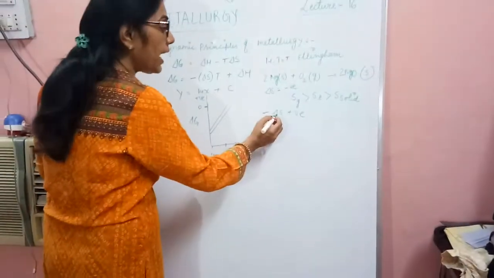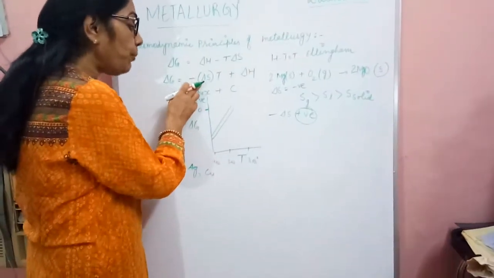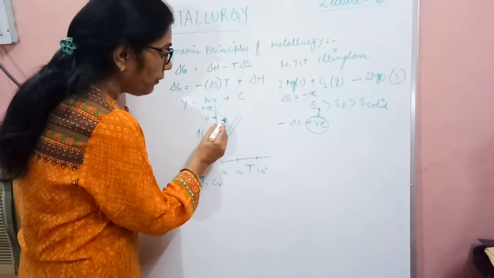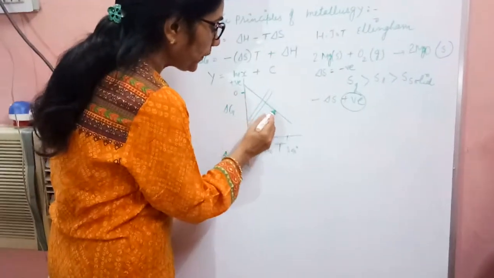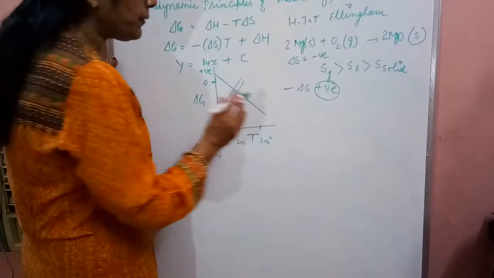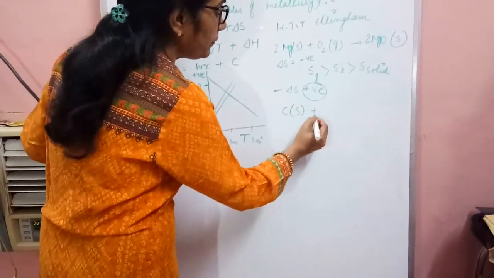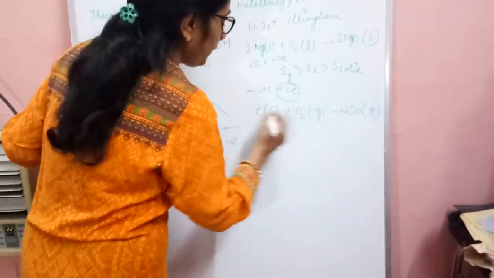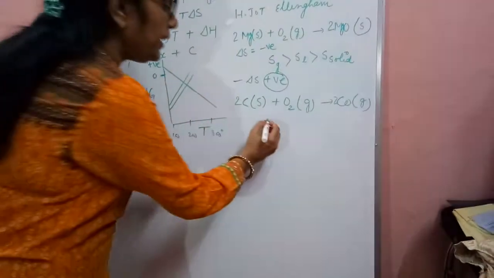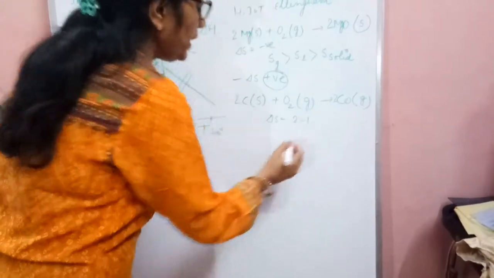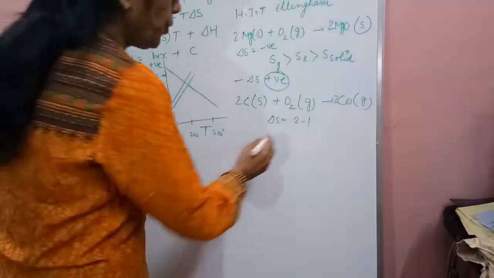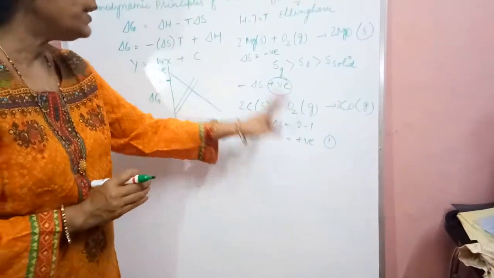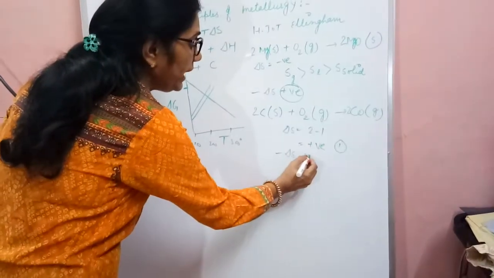So when minus delta S is positive, that means the slope is positive, then the nature of graph is like this. And you will find out that there is only one exception which comes out to be in downward direction. That is for carbon monoxide. How come? Let's see. Now in this case you can see delta S will be equal to 2 minus 1 because we do not consider this solid. So when delta S is positive, because the value is 1, then minus delta S will become negative.